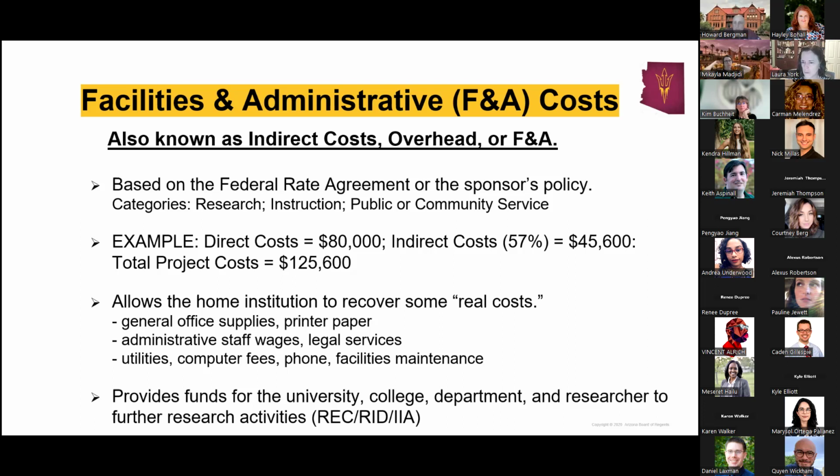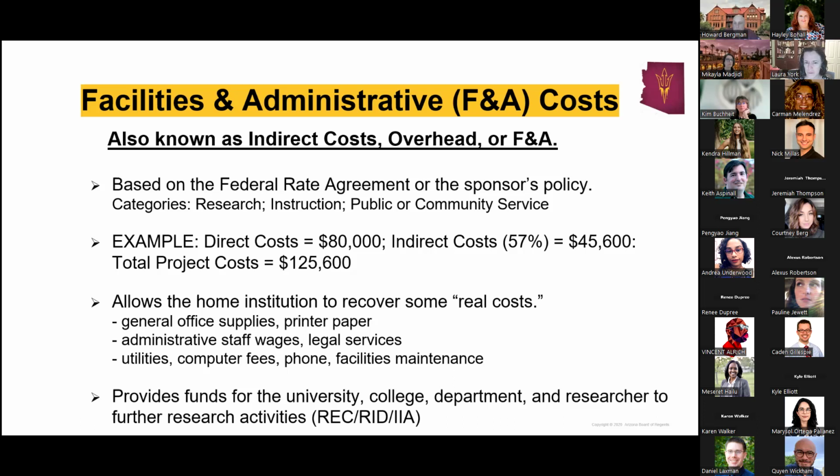Again, you need $80,000 to run it. ASU, through our negotiated agreement for government proposals, is 57%. ASU would get $45,600 of that to manage it, run it, do everything else that needs to go through it. And I'll talk about those costs in a second. And your total cost would be $125,600, which is what we would be requesting.